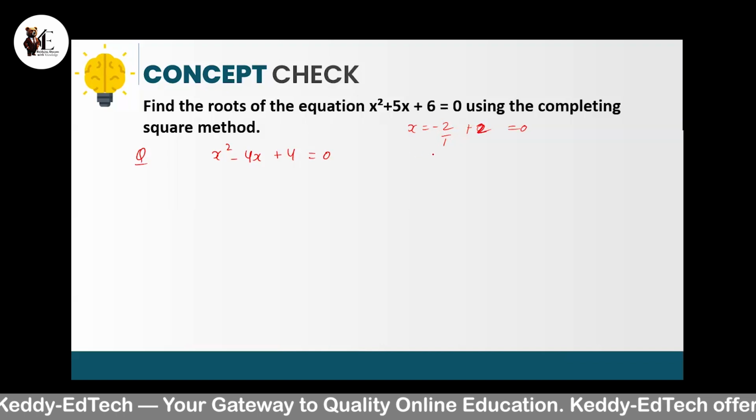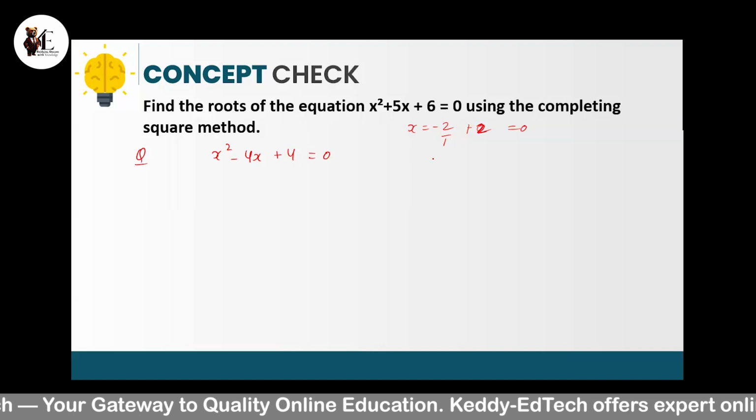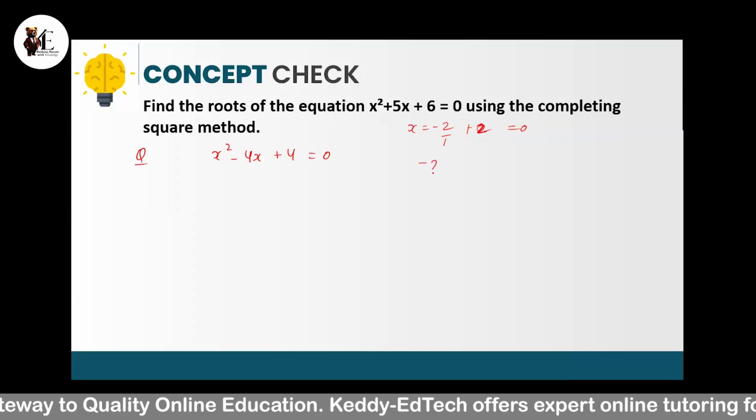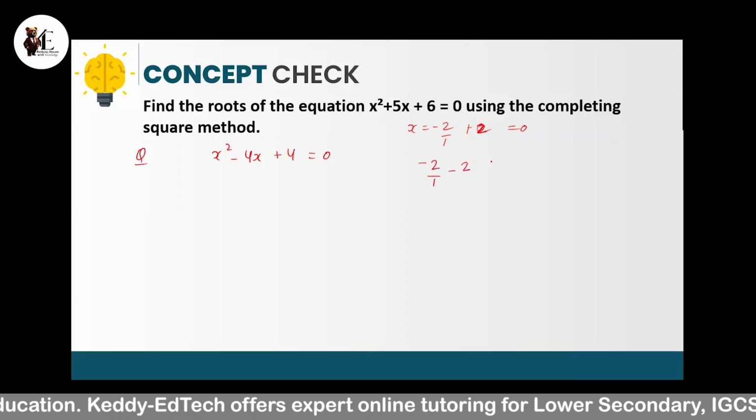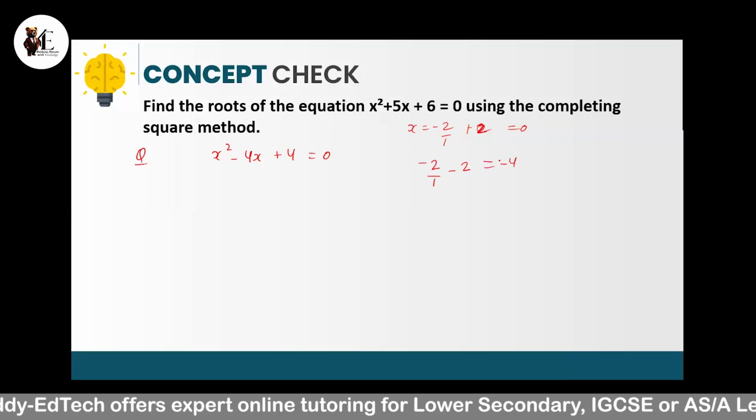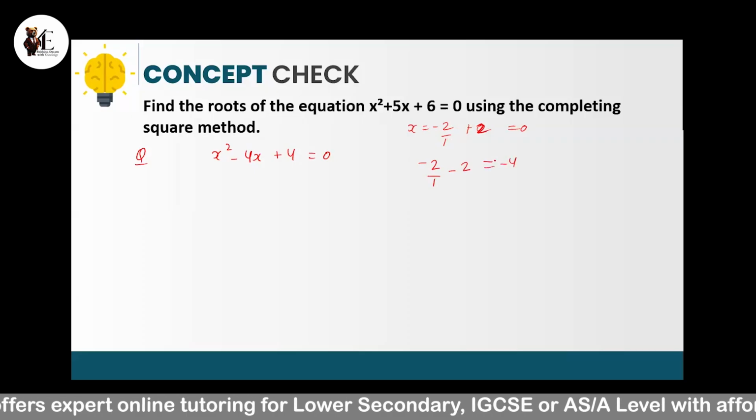And the next one I got was negative 2 over 1 minus 2 equals negative 4, which equals negative 2. But I don't know if the answer is correct.